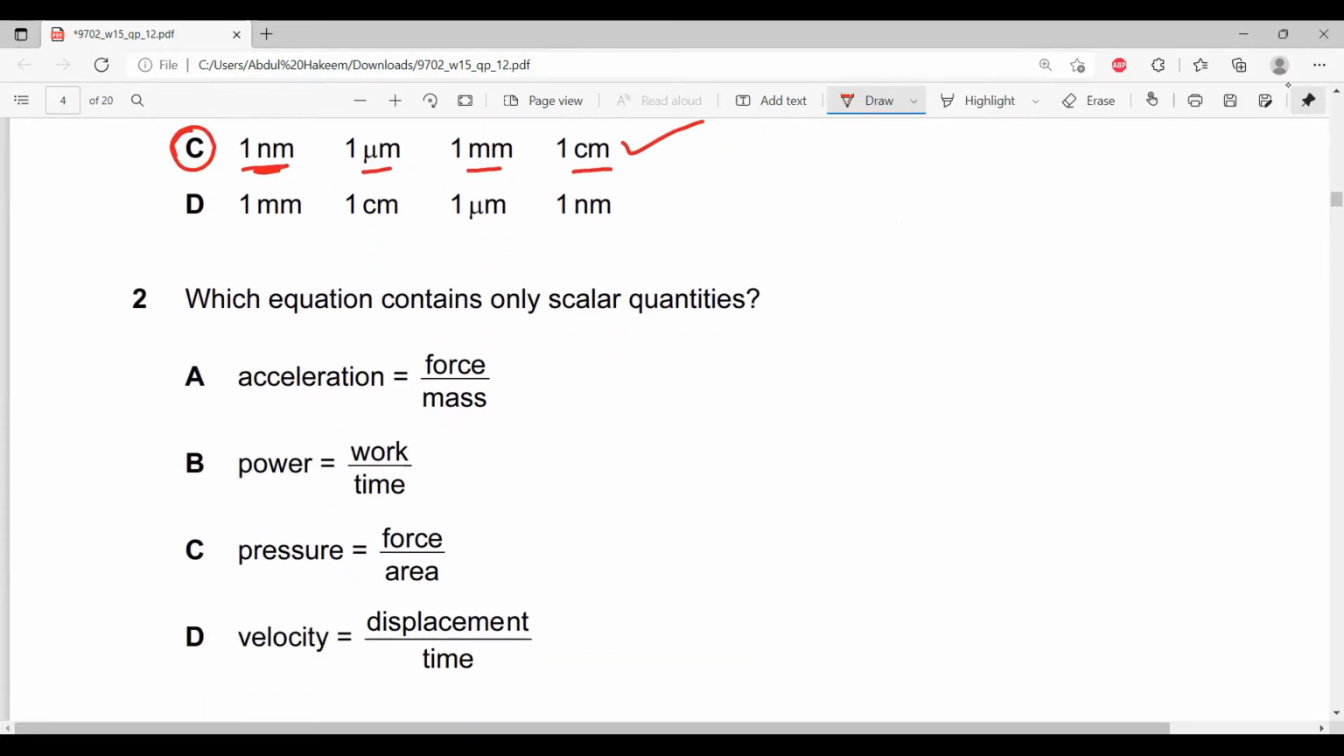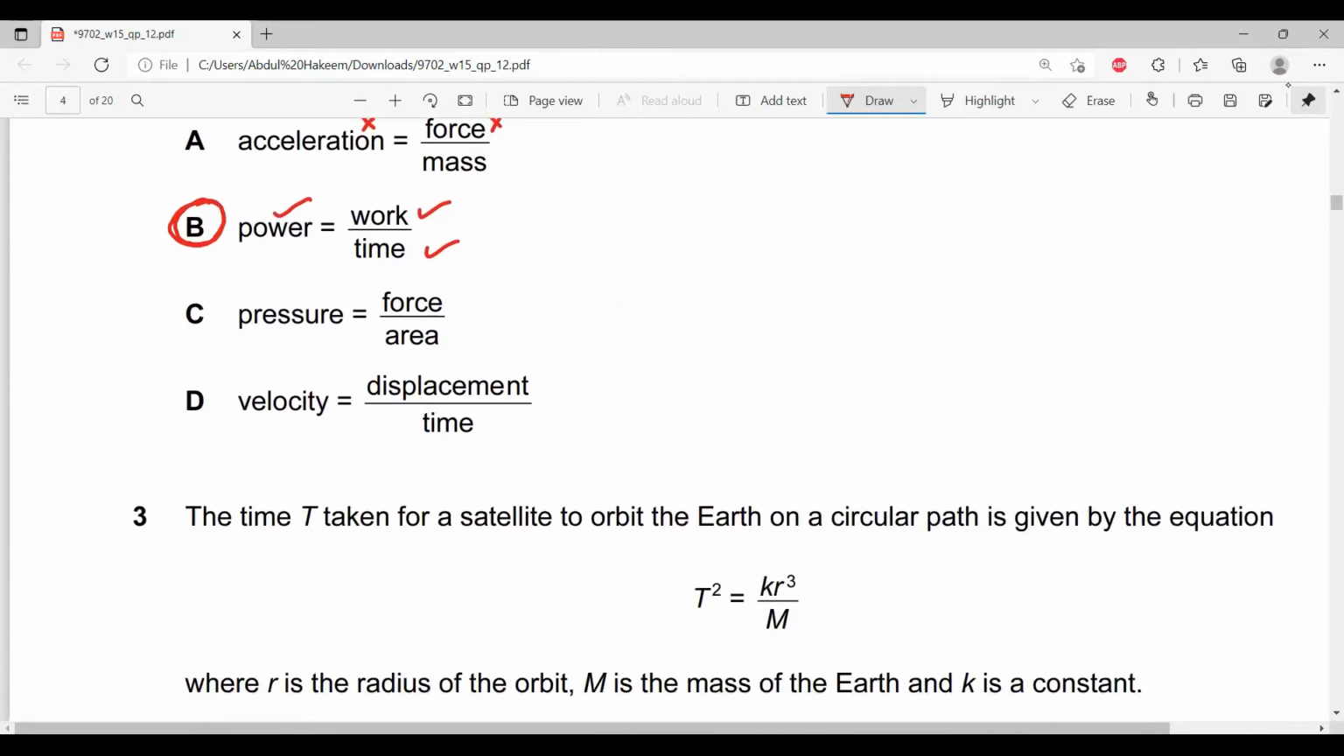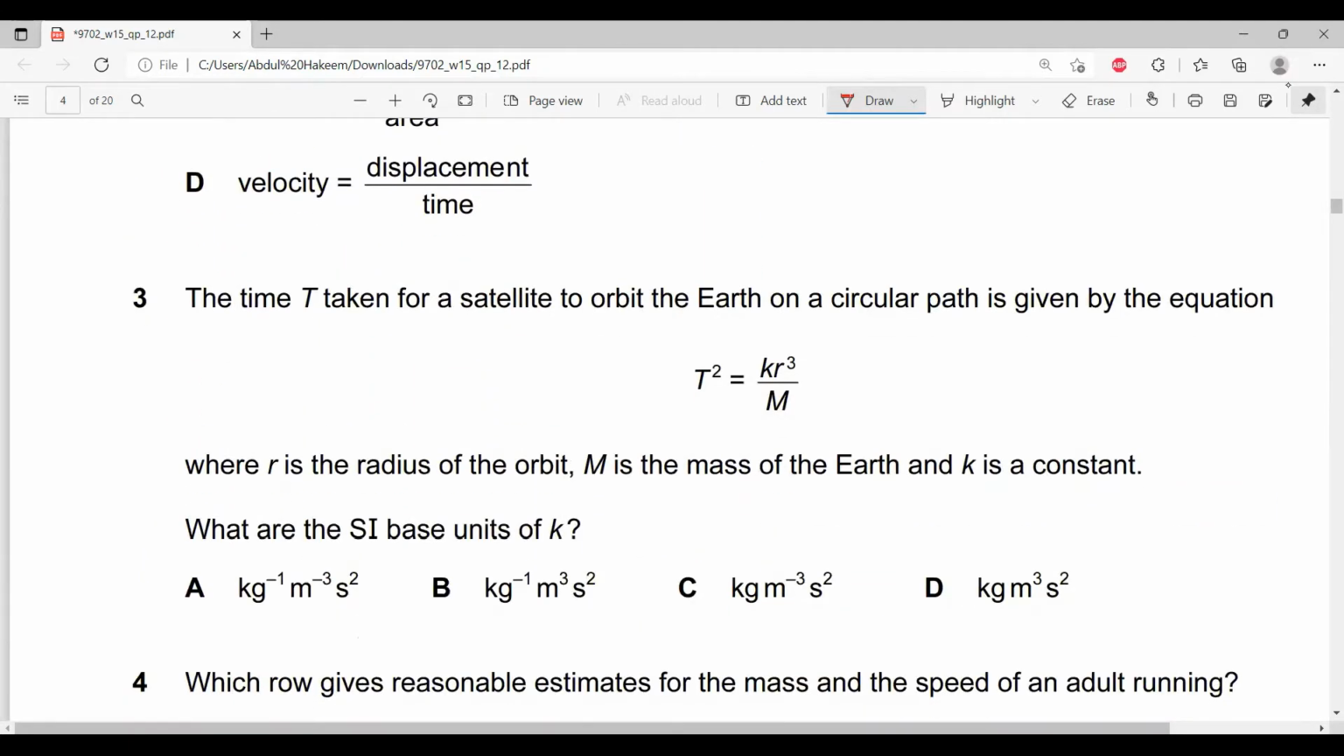The question is, which equation contains only scalar quantities? Only scalar. Acceleration is a vector, force is a vector, power is scalar, work is scalar, time is scalar, so all three are scalar. So B is the answer because all quantities are scalar quantities.